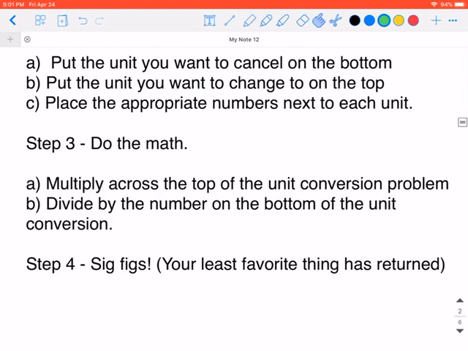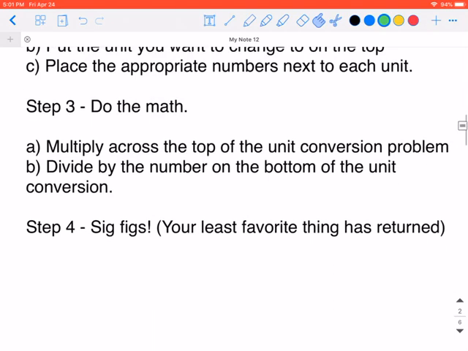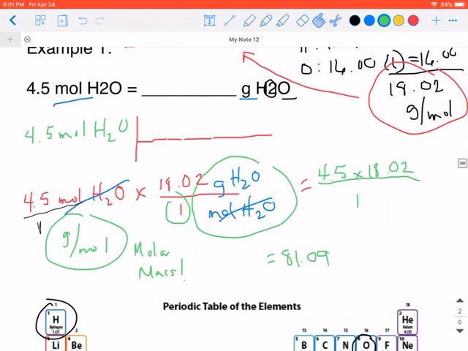So then step 4 is sig figs. They came back. We haven't done them in forever, but they are still relevant. It probably is your least favorite thing in chemistry, but when we do calculations, they are important. Sig figs are usually based on the starting numbers that were given, okay? So 4.5 is 2 significant figures. Remember, any non-zero number is always significant. So I need to make sure that my final answer has 2 sig figs. So that's just going to be 81, okay? And what are my units in the end? Grams of H2O.